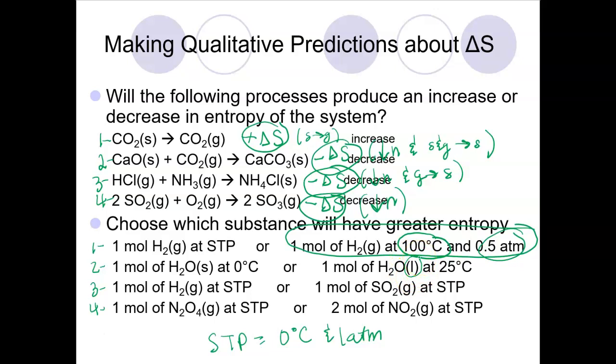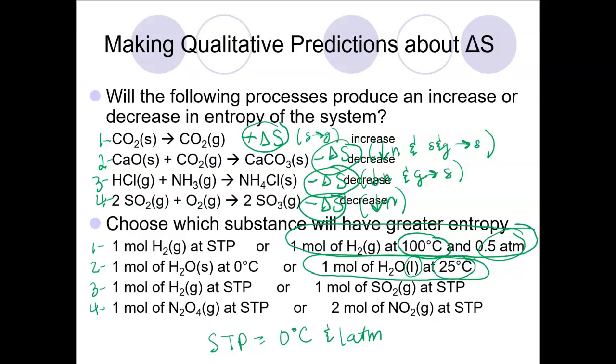Liquid. Next I look at moles. 1 mole and 1 mole. That doesn't help. Next I look at temperature and pressure. We weren't given a pressure, but temperature. 0 degrees Celsius. This is 25 degrees Celsius, so bigger temperature. So that one would be my winner out of those two.